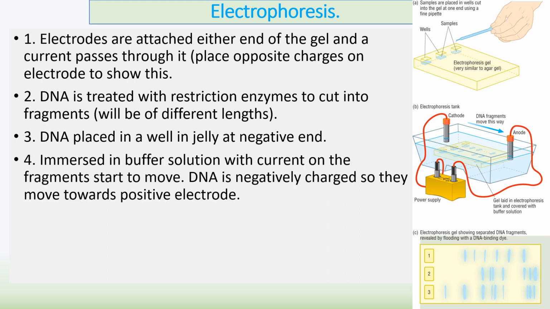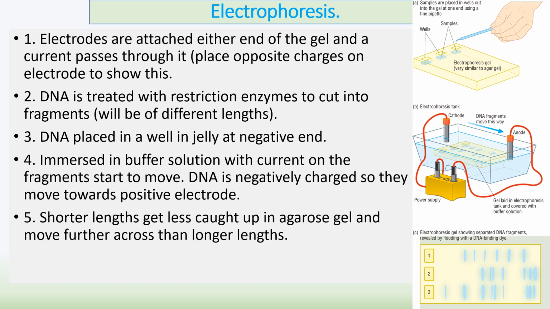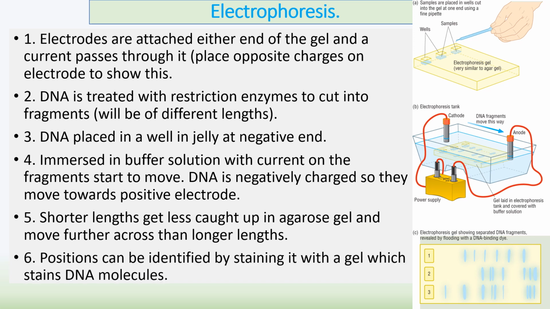It will be immersed in buffer solution, and it will start to move. The DNA is negatively charged, I should have said, so it will move towards the positive end. So the negatively charged DNA is put at the negative end, repelled from the negative end, and moves towards the positive electrode. Shorter lengths of DNA basically have less resistance, they get less caught up in the gel, and therefore they move further along the gel. The positions can be identified by staining the gel, and you can work out where your DNA molecules are.